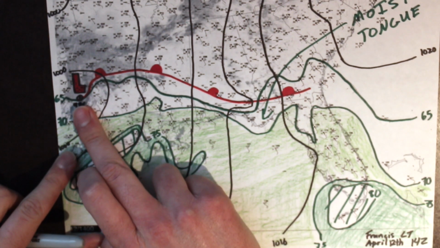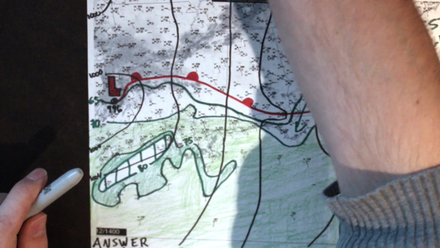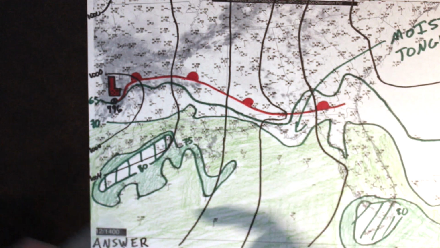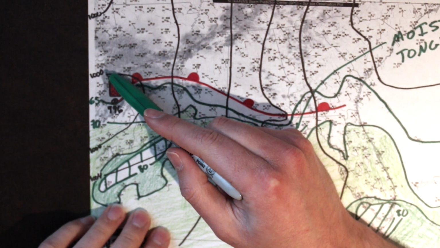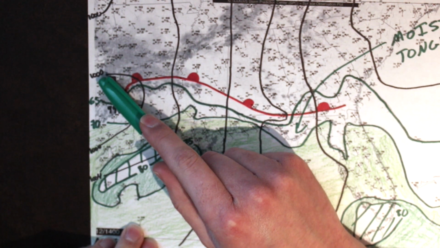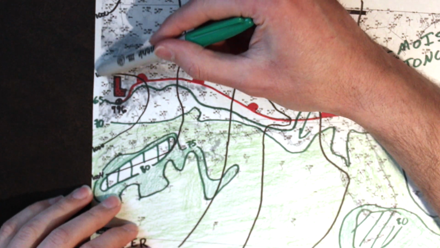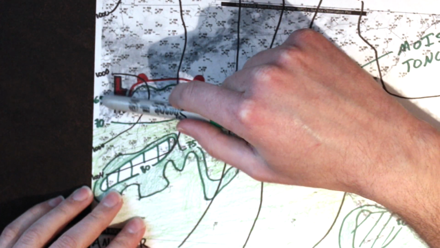We see, I'm going to use a different marker here. We see that we should have northerly winds coming on the western side of the low, right? Northerly winds should not have a lot of moisture, so it makes sense that our moisture tongue kind of ends right here.